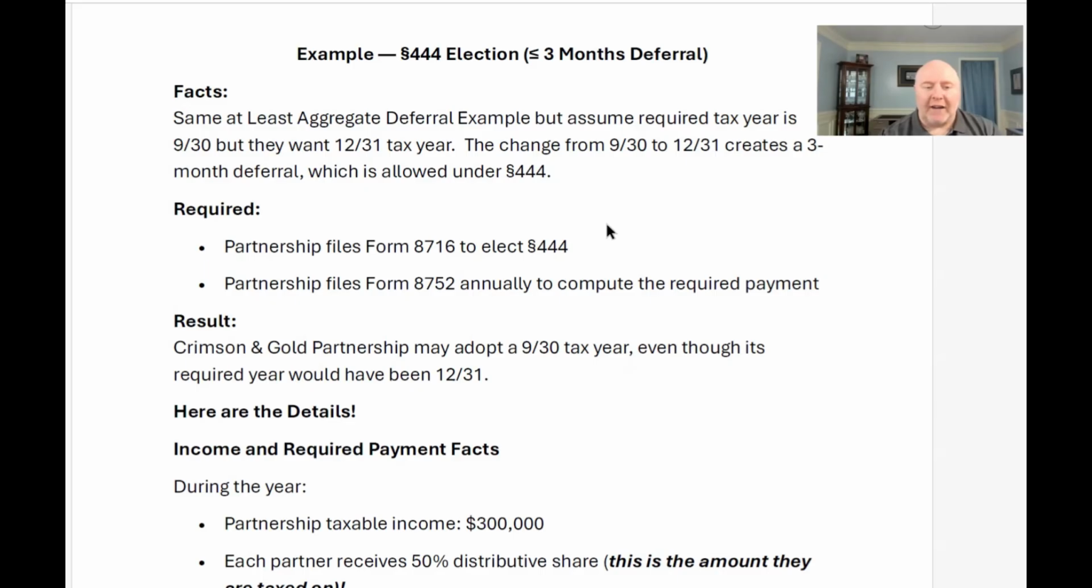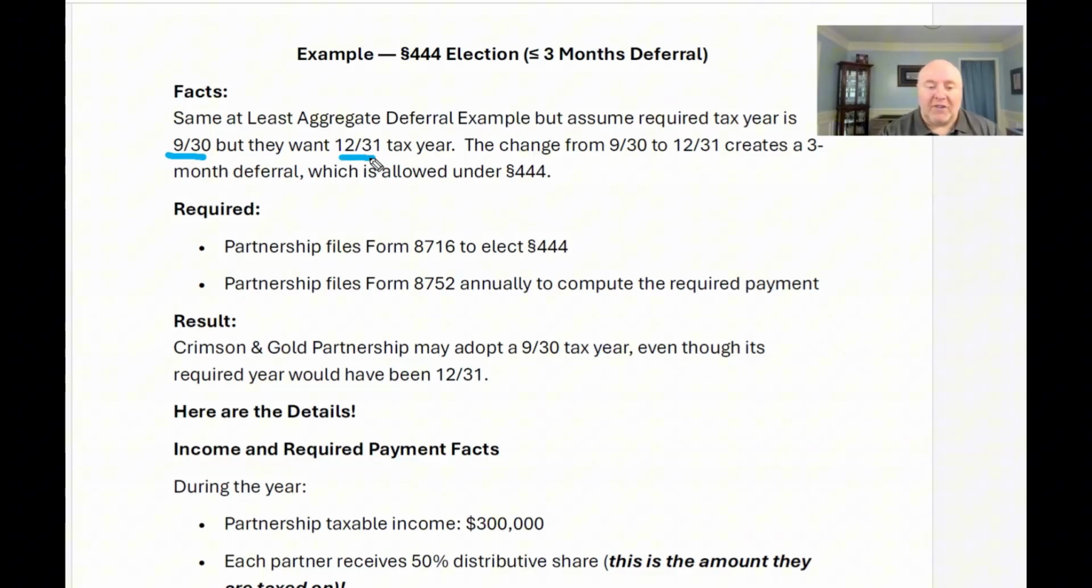So you can see under the facts, I put same as least aggregate deferral, but assume the required tax year is September 30th, but they want a 12/31 tax year. Before, remember, we had a 12/31 tax year, but that wouldn't work because from 12/31 to 9/30 would have been 9 months of deferral, and we can't do that much under this rule. So I'm saying pretend that our actual required tax year was going to be September 30th, but they want to adopt a tax year of 12/31.